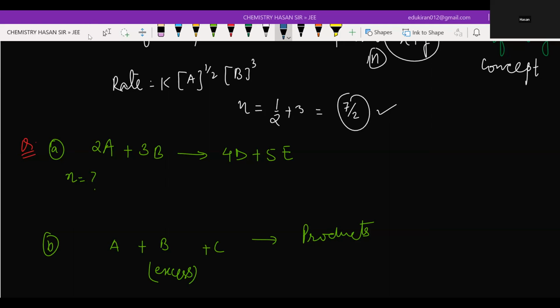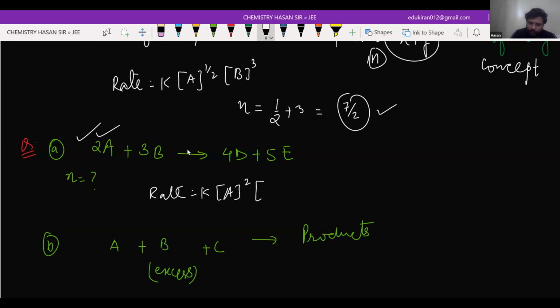Understood, all of you? So very simple, it is what I told you. This is your elementary reaction. So rate will be equal to K into A raised to the power of its stoichiometric coefficient, B raised to the power of its stoichiometric coefficient. So can anyone tell me what is the order of reaction now?